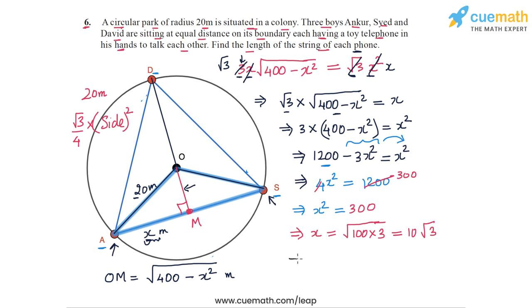Awesome, we have found the value of x, which gives us the length of AM, which means that the length of AS is now simply double this value. So AS is 2x meters. So 2 times x is 10 root 3 times 2, or 20 root 3 meters. And AS is the length of the telephone string between Ankur and Syed, and this is also the length of the other 2 telephone strings, because the triangle is equilateral. So the answer to this question is that the length of each string is 20 root 3 meters, and this completes question 6.